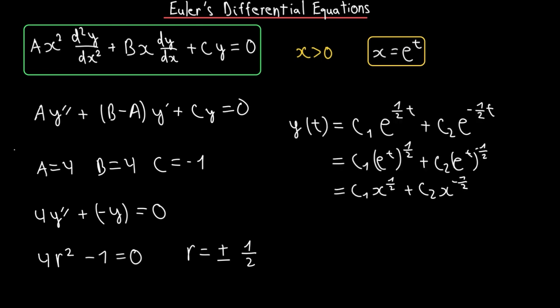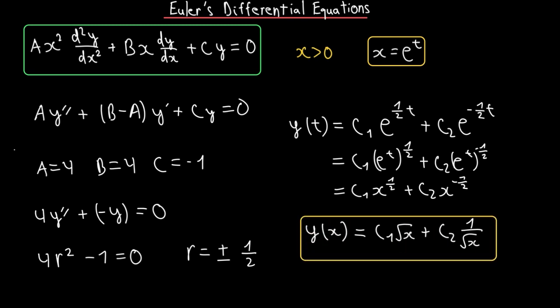And therefore, our solution becomes y of x is equal to c1 times the square root of x plus c2 times 1 over the square root of x. And so this is our final solution. Don't forget, once you solve this differential equation, you have to replace t by x in order to get the true solution to our differential equation. And there we have it.